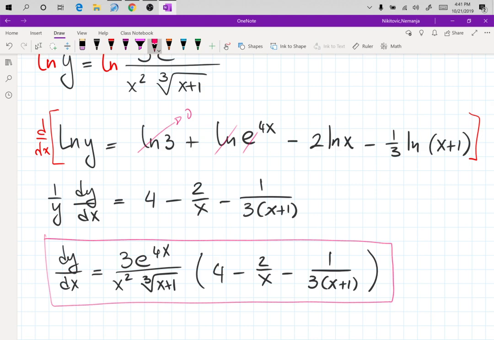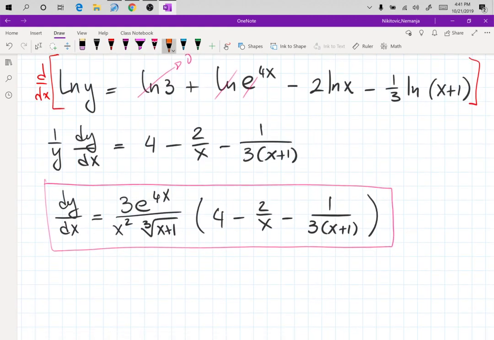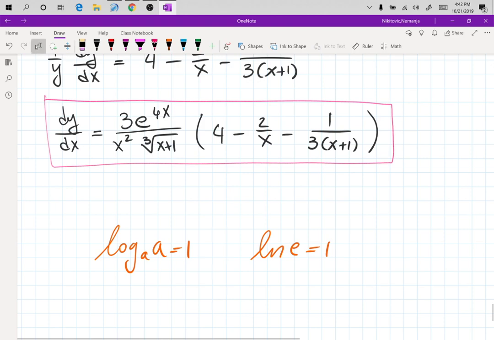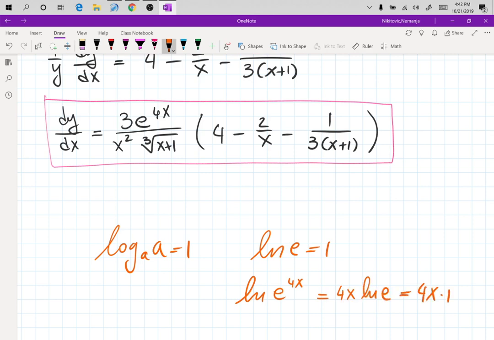Cool. Yes? Why does ln of e cancel? Because it's a constant? No, ln and e, they're inverses of each other. So they cancel. The rule of logs, log a of a is 1, which would make ln of e equal to 1. Now if I have ln of e to the 4x, that's by the power rule 4x times ln e, which is 4x times 1, which is 4x.